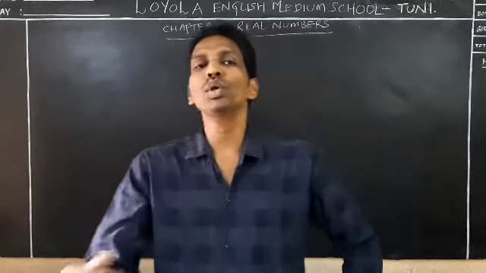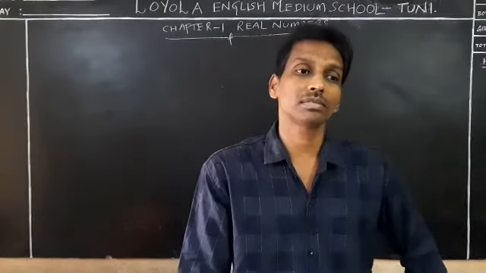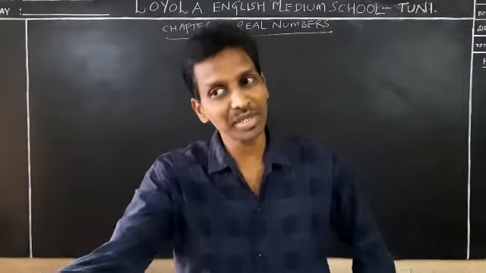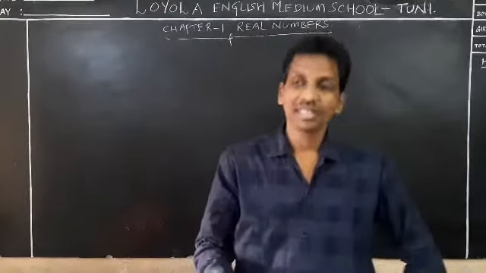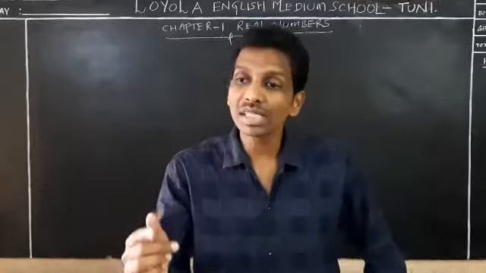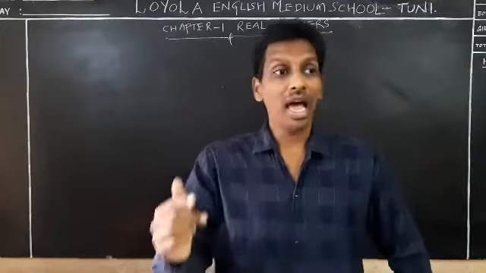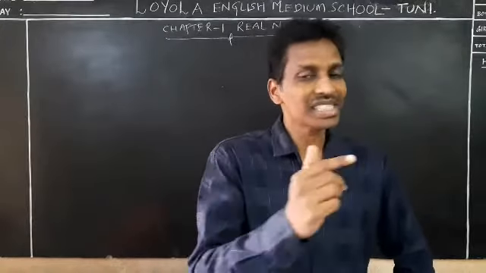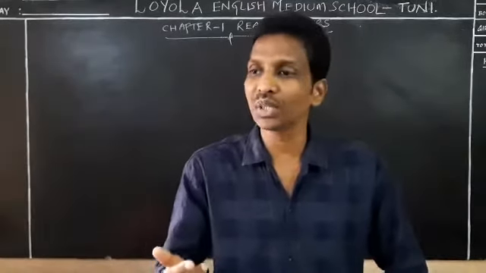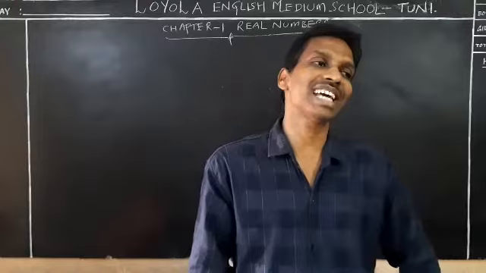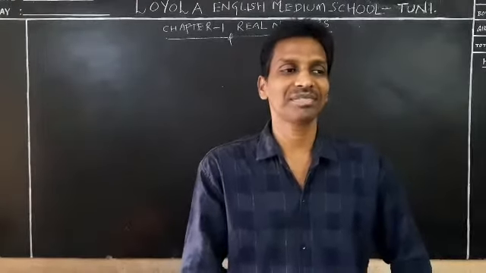Next, who knows what is meant by set of rational numbers? Yes? Please tell me the answer. Right. The numbers which can be expressed in the form of P by Q, and Q is not equal to 0, whereas P and Q are belonging to set of integers, are known as set of rational numbers.